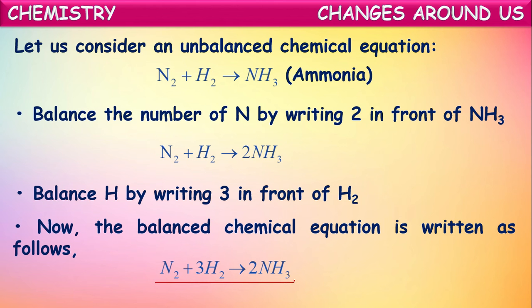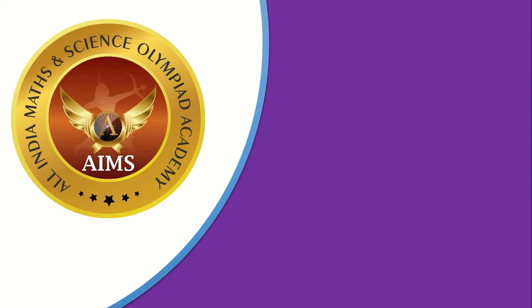In this way, from the unbalanced equation, we can make it a balanced equation by keeping suitable coefficients in front of the symbols and formulae of the reactants and products in the chemical equation. It can be made balanced. After that, the equation obtained is called a balanced chemical equation. Okay, that's about chemical equations.